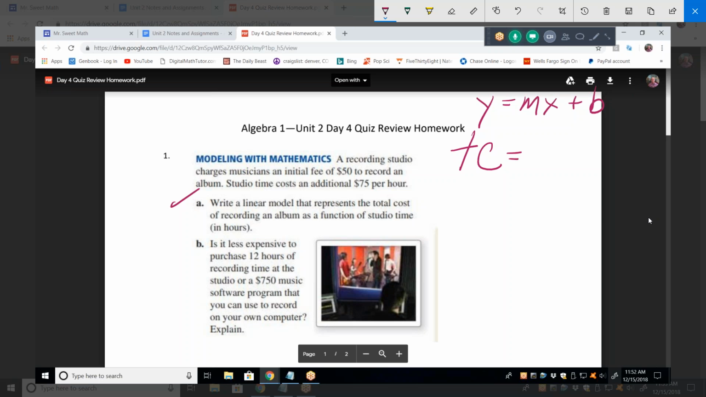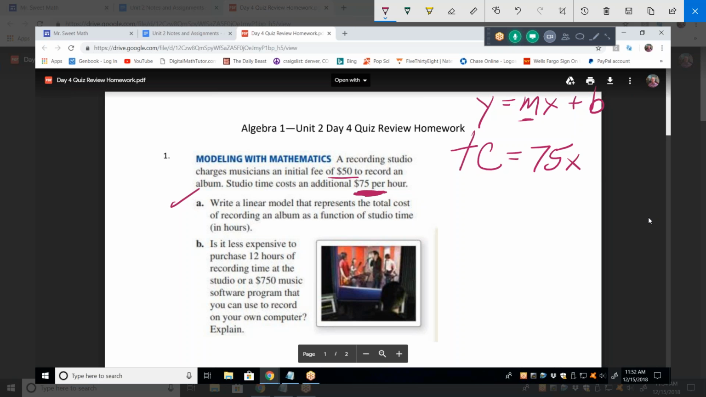We don't know. Well, we do know. It starts, you've got to pay $50 even if you don't have any time at all, and then you pay $70 per hour. When you see the word per, that means slope. Notice that this $50 doesn't have a per next to it. So whatever has a per next to it, that's the m. Then it would be 75m plus 50.